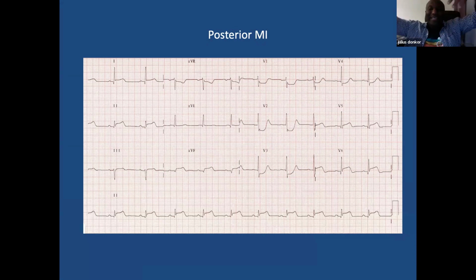Or you can turn the ECG upside down, which will show ST elevation in your V1 to V3 or V4. So people turn it upside down like that, and you should see ST elevation. That's usually a posterior MI. You tend to have an inferior posterior MI, where you get ST elevation in the inferior leads as well. And then you might be able to diagnose whether it's circumflex or right coronary artery dominance.